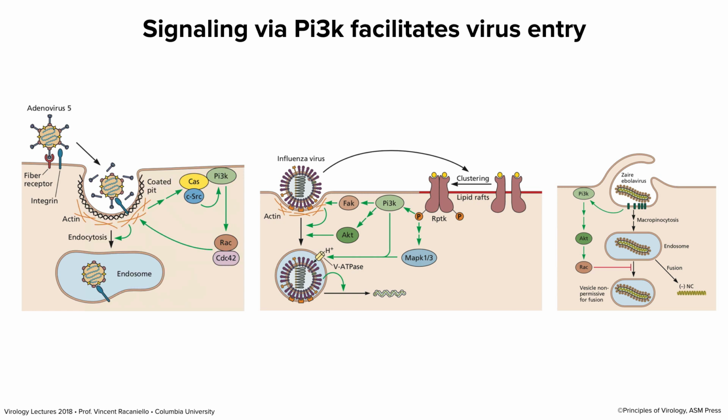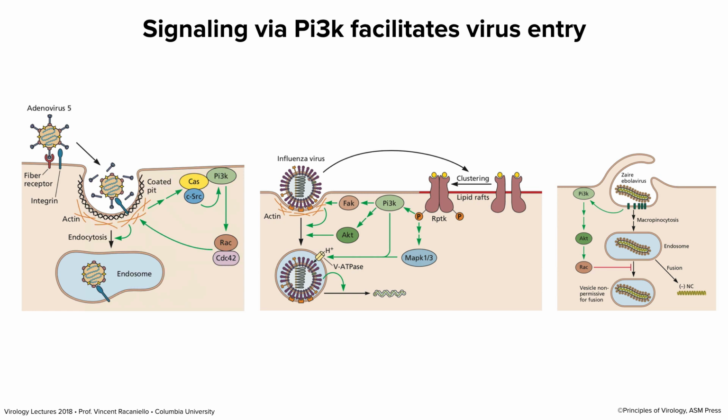This makes perfect sense, but we didn't know this for many years until we had the tools to sort out these signaling pathways. Here are 3 examples, 3 different viruses. On the left is adenovirus. Binding to its receptor on the cell surface initiates a series of signal transduction pathways. The details aren't important, but what's important is the outcome. And you can see some of the players on the right in this pathway.